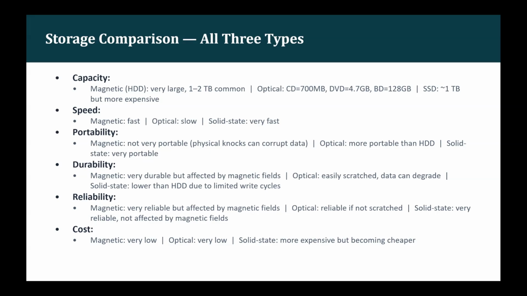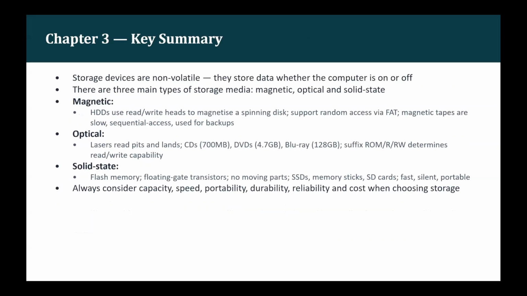storage devices. Optical storage devices are reliable if not scratched. If something happens and it gets scratched, then data loss will happen. Solid state is very reliable, not affected by any magnetic fields or when carrying. Cost wise, magnetic ones are very low, optical ones are very low, solid states are more expensive, but it's slowly becoming cheaper these days. So I have made a summary for you to go and see.